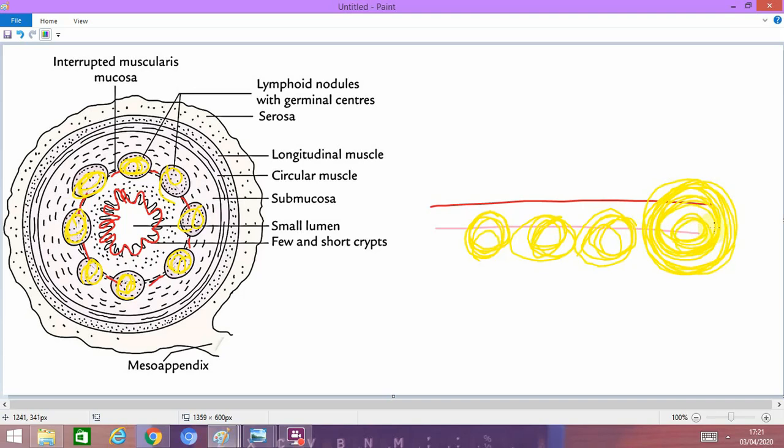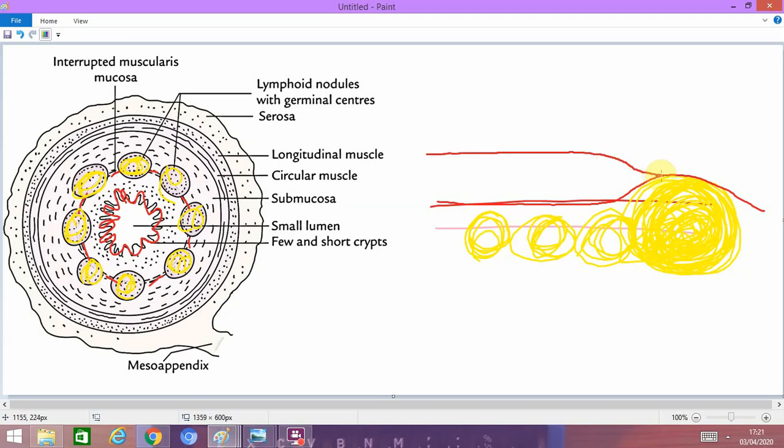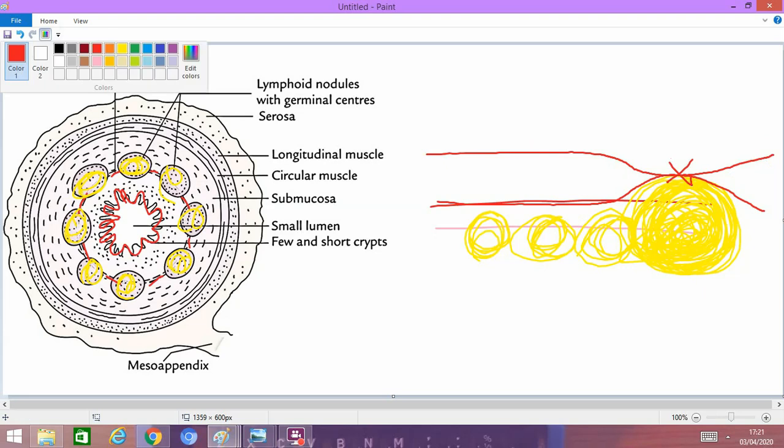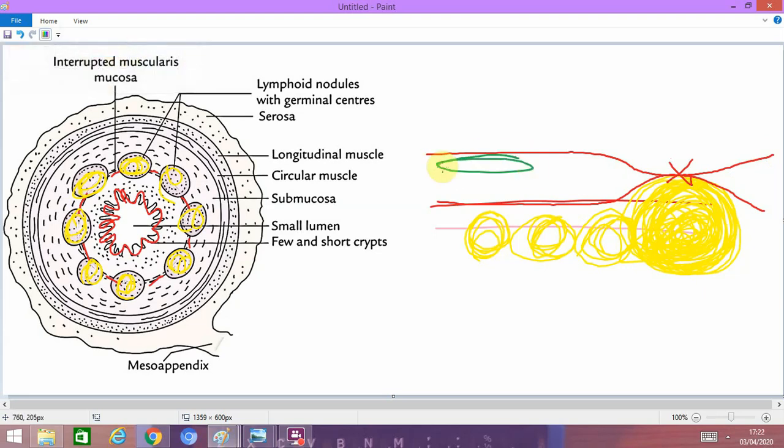Now, when this lymphoid hyperplasia that is happening here pushes the mucosal wall, and it happens on the other side too, it causes obstruction of the appendicular lumen. But since your mucosa is already inflamed, it is going to produce what? It's going to produce a lot of mucus, and that mucus is going to cause pressure on the appendicular walls.